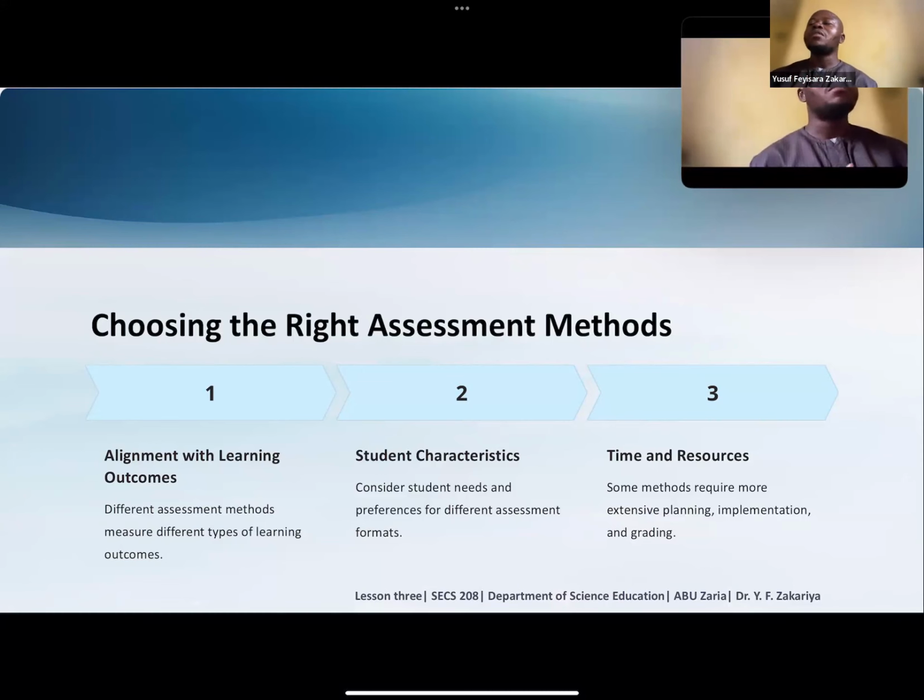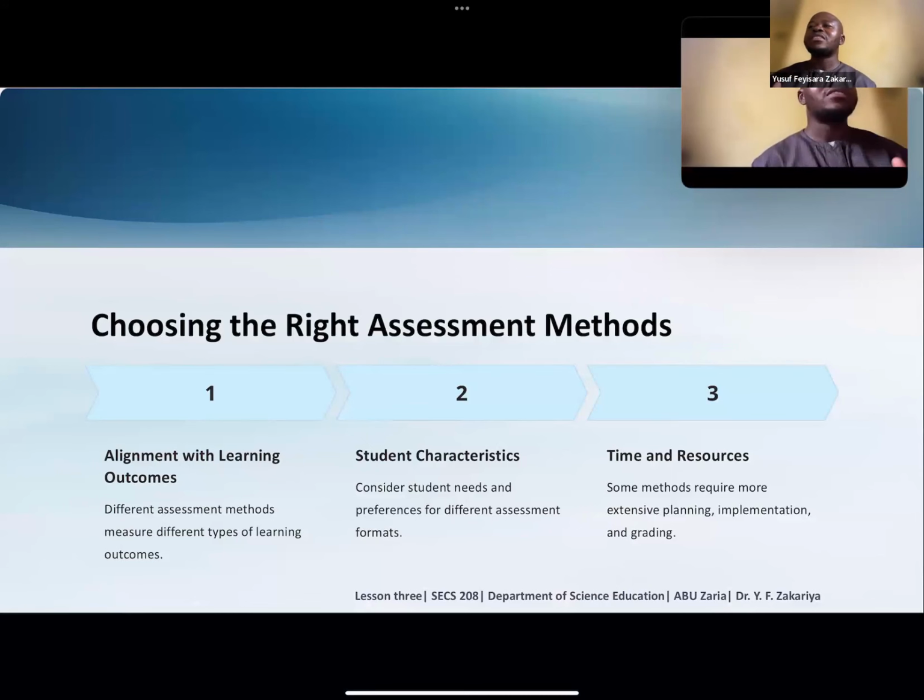Number one, you need to make sure the assessment is in alignment with your learning outcomes. What are the things you want your student to achieve at the end of your lesson? Then your assessment must be aligned with those things. You need to spell them out one by one. By the end of the lesson, students should be able to write a code on solving quadratic equation, whatever. And then you design your assessment to test if they are able to do what? To write the code.